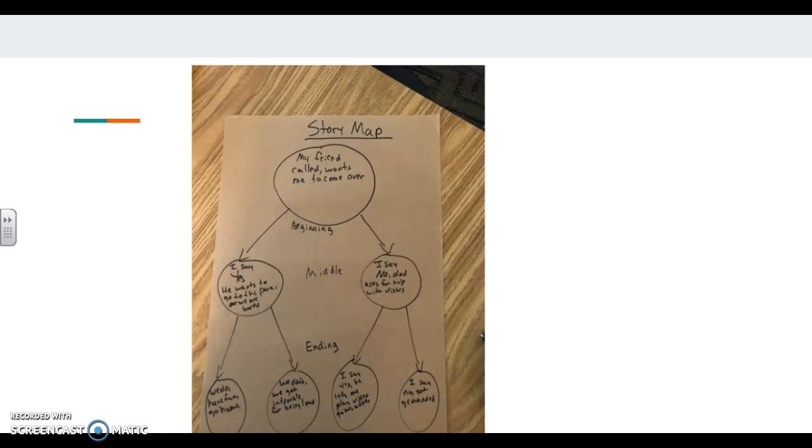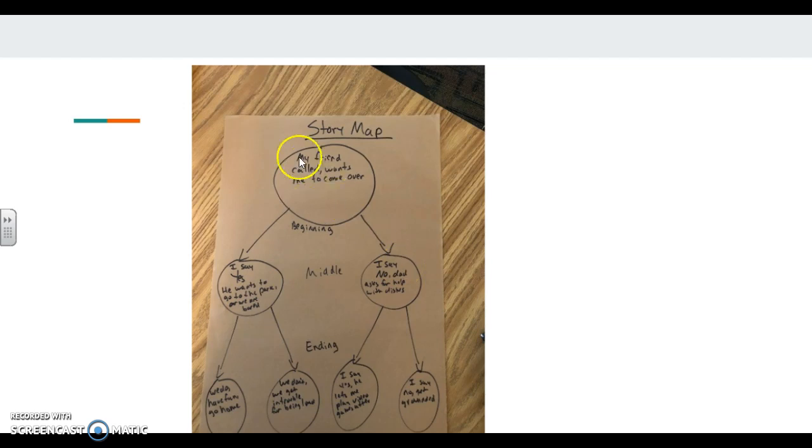So this is just about a friend who wanted me to come over. He calls me. And then the choice is where I could say yes, and then find out he wants to go to the park. Or we don't. And then I say no, so my dad asks for help with the dishes.